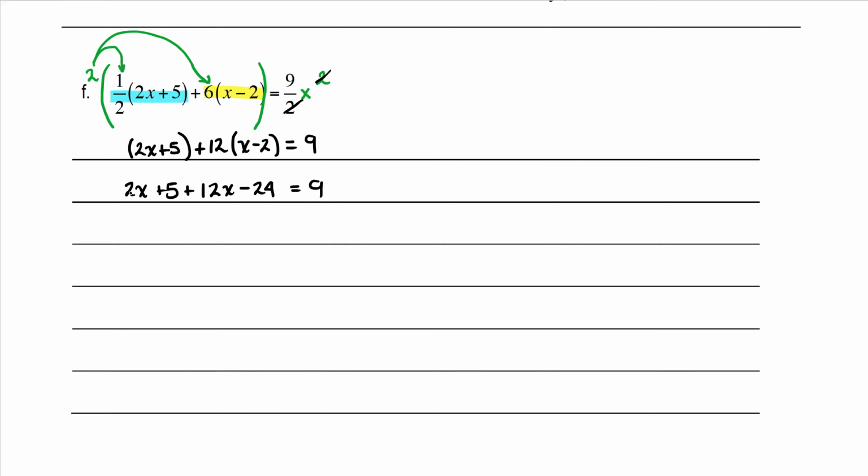Fantastic. We collect like terms. So I have 14x take away 19 is equal to 9. Then I add 19 on the other side. That means that I have 14x is equal to 28. Divide by 14 both sides. x is equal to 2. Done. Okay? Wonderful. I'll continue in the next video, girls.